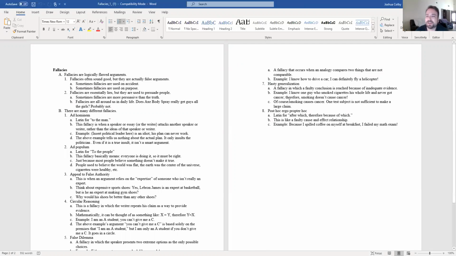Number 7 is a hasty generalization. This is a fallacy in which the conclusion is based on inadequate evidence. So my example here is, I know one guy who smoked cigarettes his whole life and never got cancer, therefore smoking doesn't cause cancer. It's when you take too small of a sample size and then apply the conclusion based on that small sample to a larger topic, to a larger audience, to a larger subject, I guess.